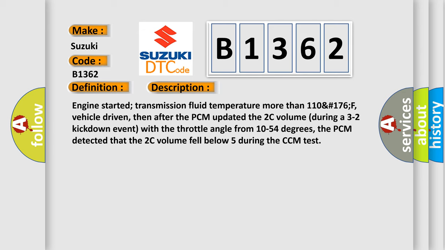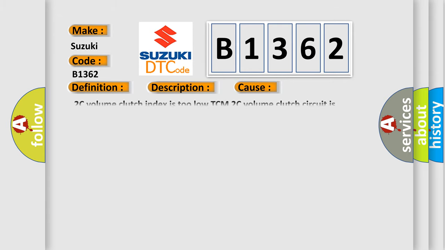Engine started, transmission fluid temperature more than 110, 176F, vehicle driven, then after the PCM updated the 2C volume during a 3-2 kickdown event with the throttle angle from 10 to 54 degrees, the PCM detected that the 2C volume fell below 5 during the CCM test. This diagnostic error occurs most often in these cases: 2C volume clutch index is too low, TCM 2C volume clutch circuit is damaged or has failed.